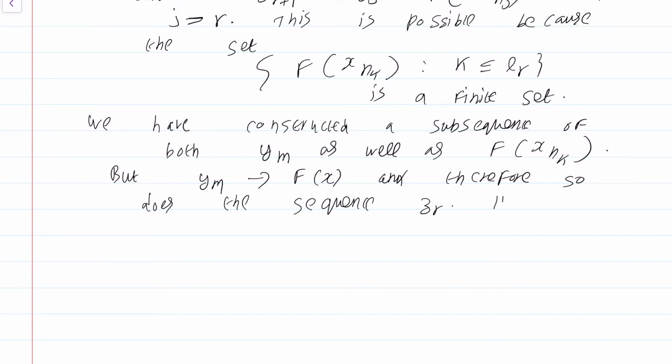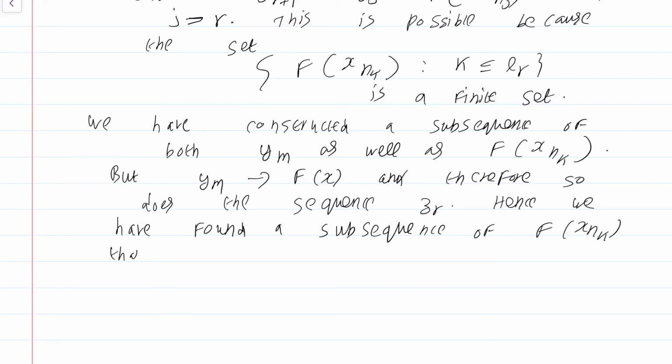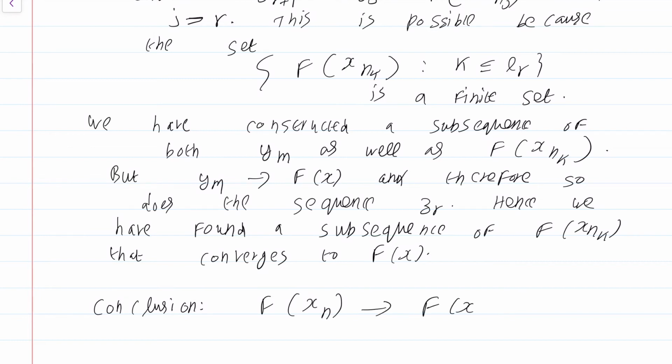Okay. Hence we have found a subsequence of f of x and k that converges to f of x. So in both scenarios we have found a subsequence of f of x and k that converges to f of x. So the conclusion is f of xn must converge to f of x.